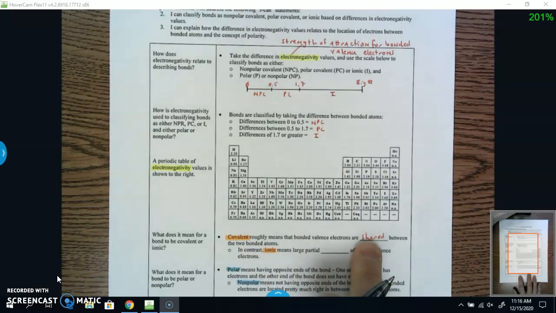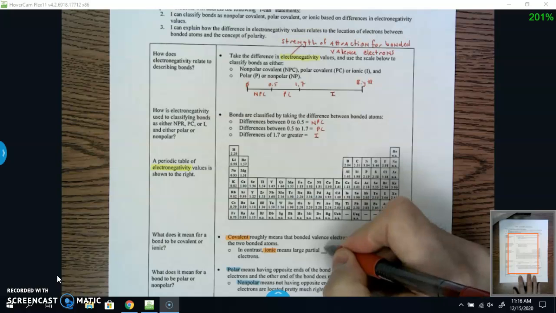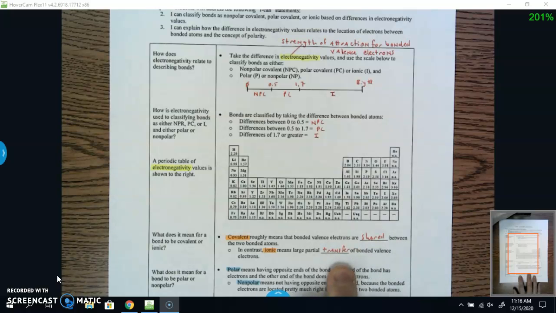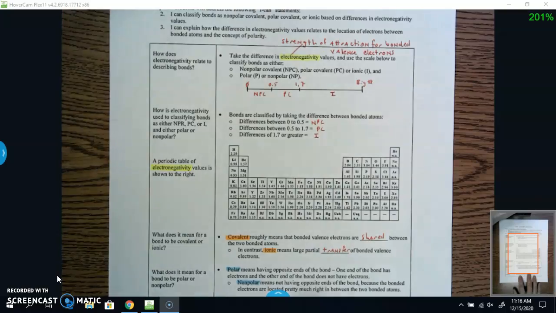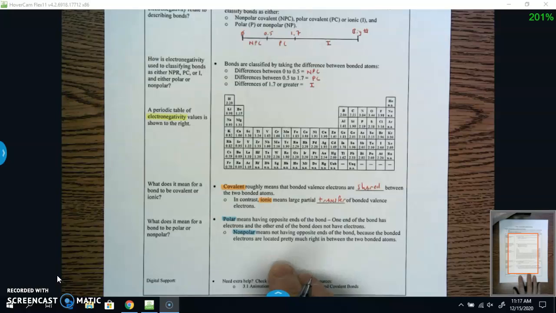So when you think about sharing bonded valence electrons, I want you to associate the word sharing with covalent. That's in contrast to ionic bonds. Ionic means a large partial transfer of bonded valence electrons. And we're going to model this in just a second. Whereas sharing is covalent, large partial transfer is ionic. Okay, next concept has to do with bond polarity, and again, I know this is probably new for most students.